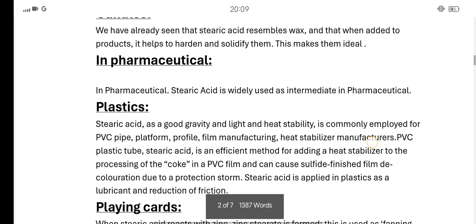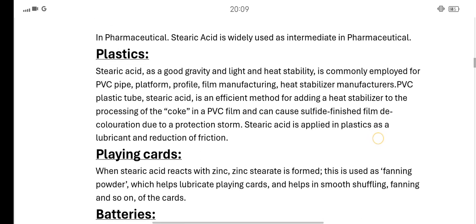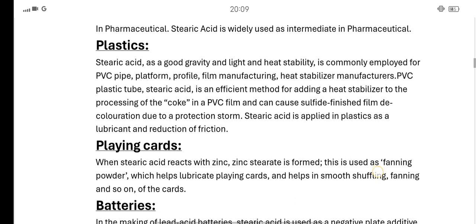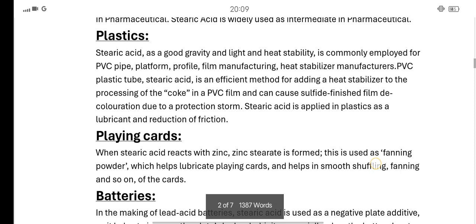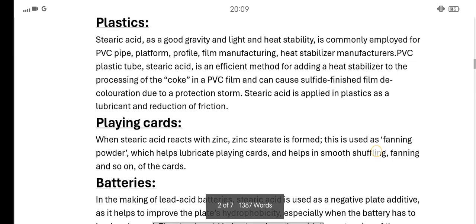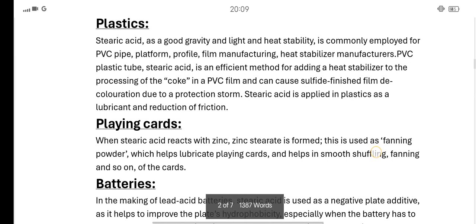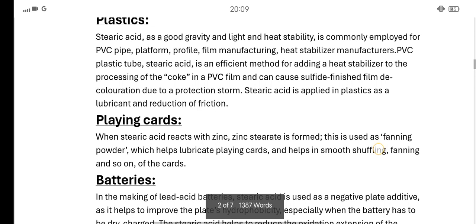Use of stearic acid in pharmaceutical. In pharmaceutical, stearic acid is widely used as an intermediate and in plastics. Stearic acid has good gravity and light and heat stability. It is commonly employed for PVC pipe, plate, profile, film, manufacture of heat stabilizer, PVC and plastic tube. Stearic acid is an efficient method for adding a heat stabilizer to the processing of PVC film and can prevent sulfide film decolorization due to the protection. Stearic acid is applied in plastic as a lubricant and for reduction of friction.